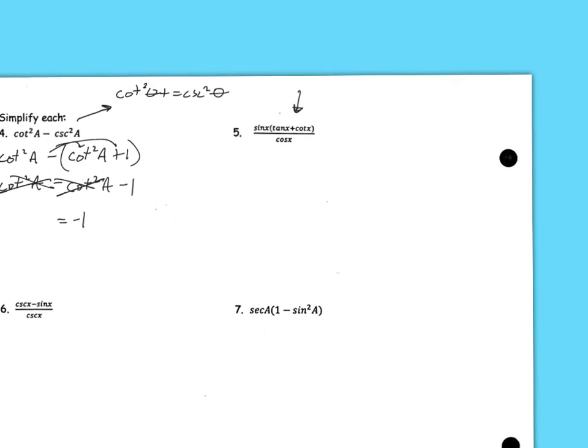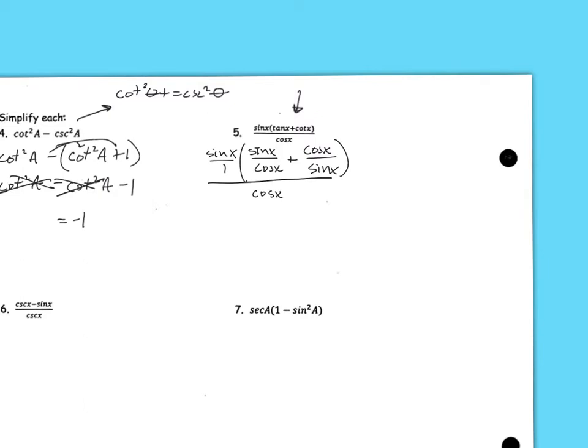Number 5. Can't use any of those Pythagorean identities because I don't have any words squared. So I'm going to switch everything to sine and cosine. So I'm going to leave this as sine over 1, and I'm also going to leave the denominator just as plain old cosine for a minute. This is being multiplied together. Tangent is sine over cosine, and cotangent is cosine over sine.